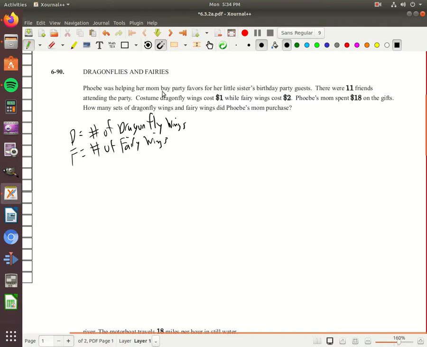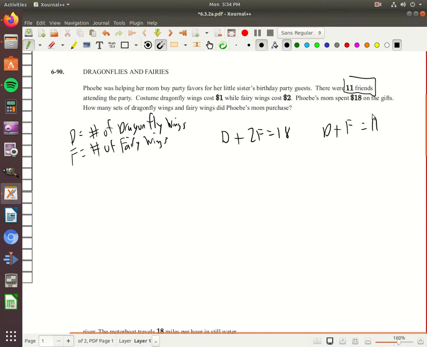Okay, so Phoebe was helping her mom buy party favors for her little sister. There's 11 friends attending the party. We'll get to that in a second because that one's a little bit tricky. So costume dragonfly wings cost $1, so 1D, plus 2 fairy wings cost $2, and she spent $18. So what's the second equation? And this is an often overlooked one. There's 11 friends, and each of them is either going to get a dragonfly or a fairy wing. So D plus F equals 11.